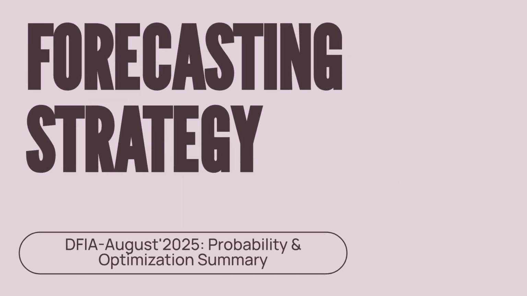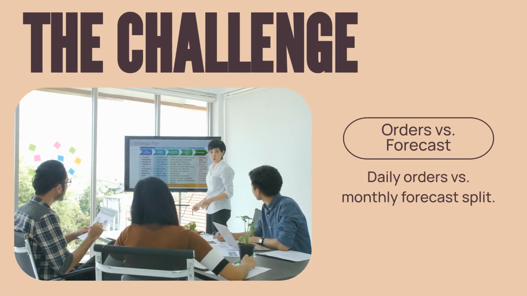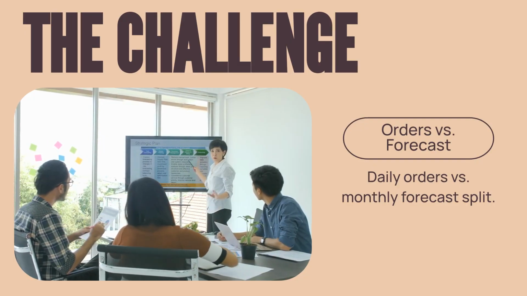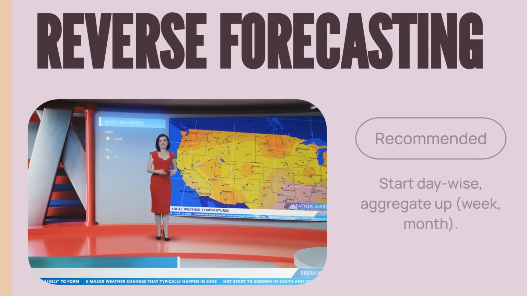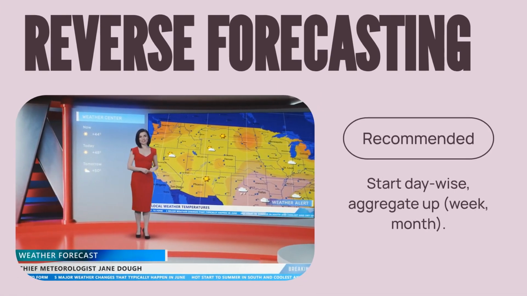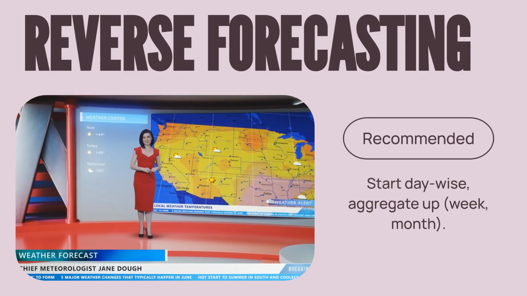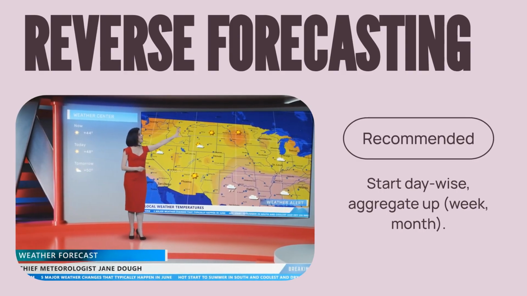The discussion then pivoted to challenges in forecasting strategy. A key challenge addressed was reconciling daily order tracking with monthly forecasts, often split into equal weekly buckets. The recommended approach is a reverse forecasting strategy. Start with day-wise forecasts, then aggregate to week-wise, and finally to month-wise for improved accuracy.